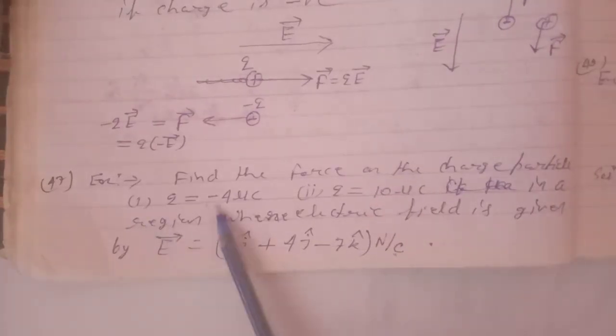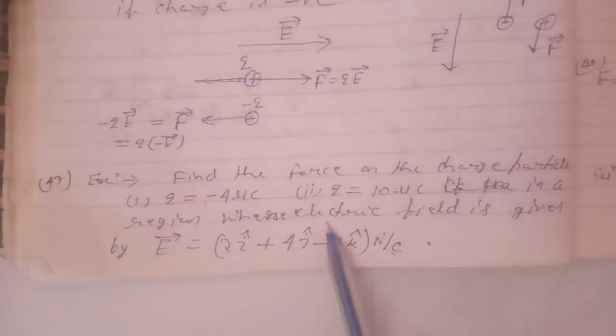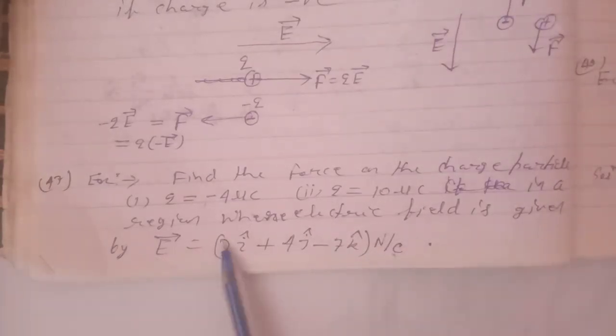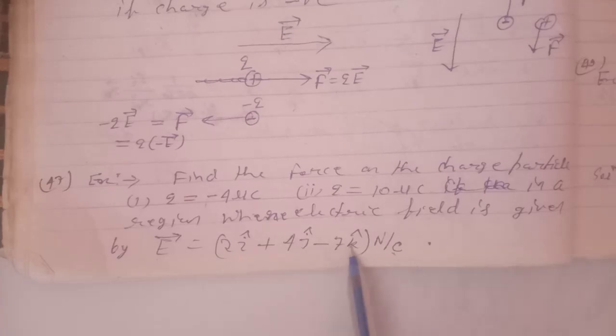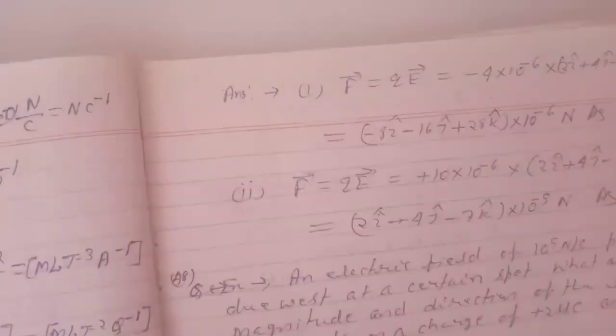Next question: find the force on the charged particle, first with q equal to minus 4 microcoulomb, and second with q equal to 10 microcoulomb, in a region where the electric field is given by E vector equal to i cap plus 4j cap minus 7k cap Newton per coulomb. So we can solve directly from the formula, because we know that F vector equals QE vector. So we put minus 4 into 10 to the power minus 6, into i cap plus 4j cap minus 7k cap. Solving, we get minus 4i cap minus 16j cap plus 28k cap, into 10 to the power minus 6 Newton. This is the answer.